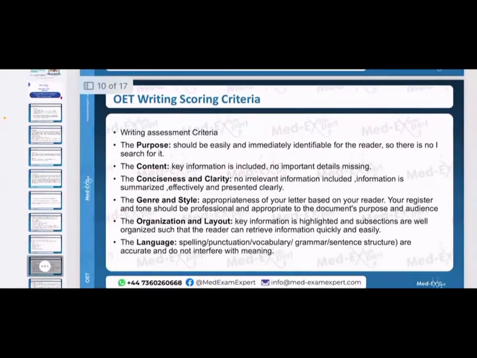So, the writing assessment criteria. The purpose, I told you, must be excellent. The purpose should be easily and immediately identifiable for the reader, so there is no search for it. Sometimes students think that we have to start with the symptomatic history of the patient, and they easily forget to write about the purpose of the letter.